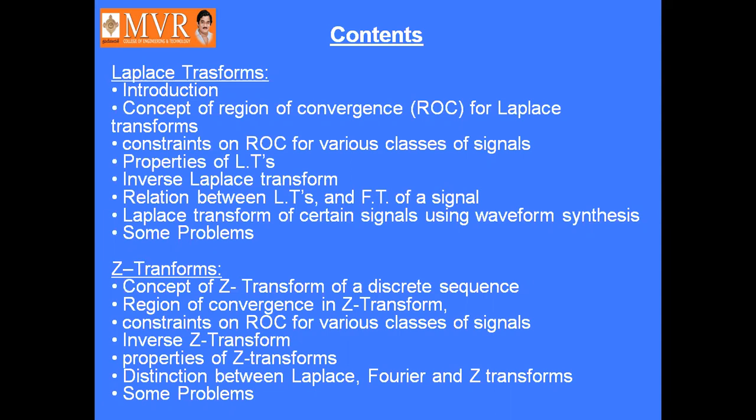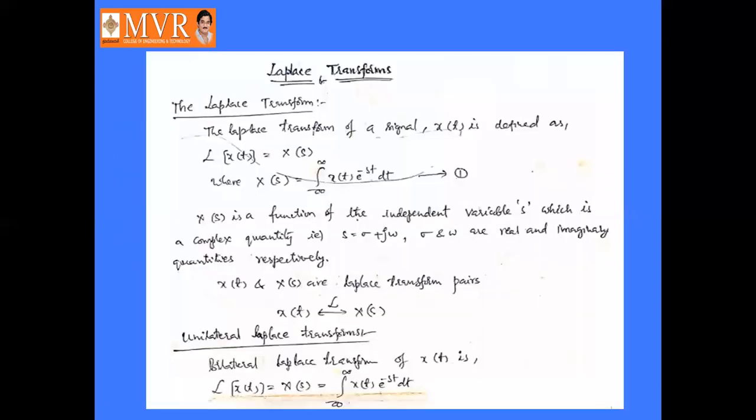In the same manner, in Z transforms also we can discuss the concept of the Z transform, discrete sequences, region of convergence in the Z transform, constraints on ROC for various classes of signals, the inverse Z transform, properties of the Z transform, the distinction between Laplace, Fourier, and Z transforms, and some problems related to Z transforms, right?